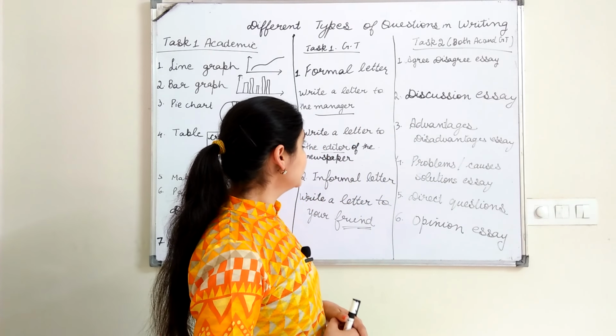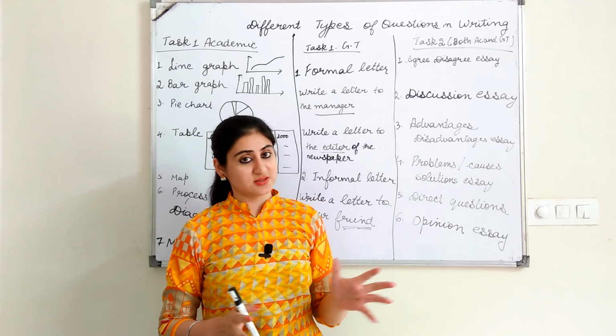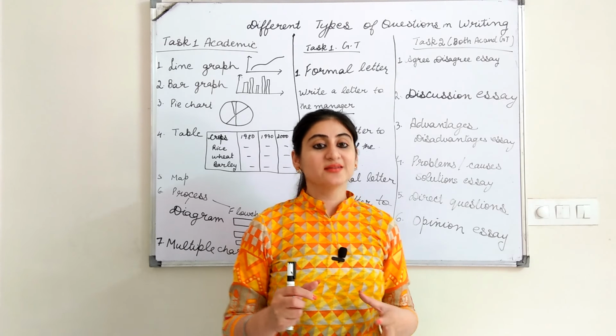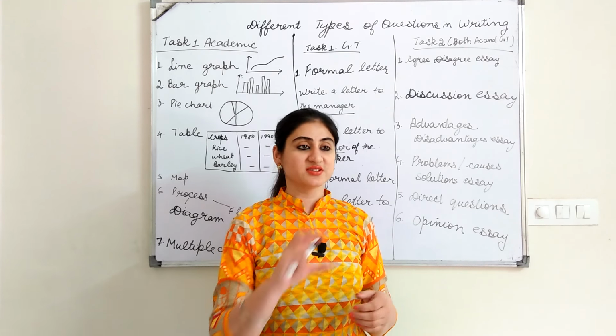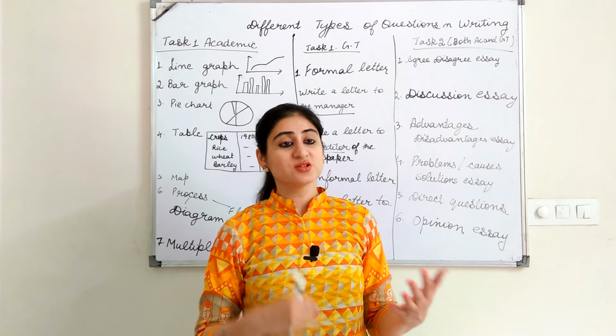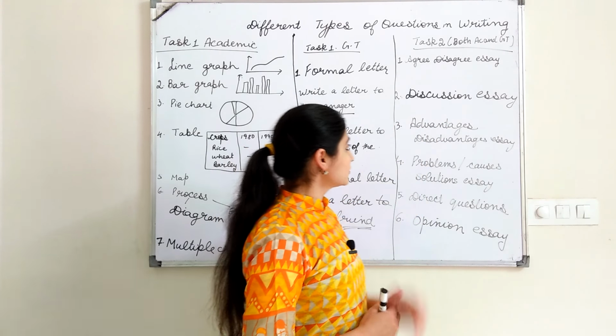Now in task 2, the first type of question is agree disagree essay. In this, the views of the people are given, and the question is, do you agree or disagree? For example, some people think this is the statement of the essay, and do you agree or disagree? This is the question. Second is discussion essay.